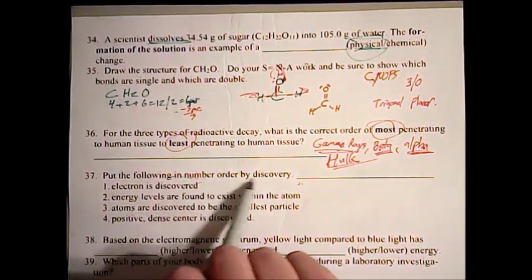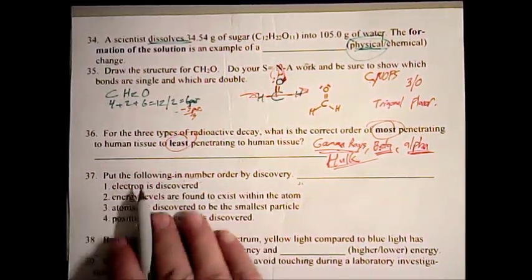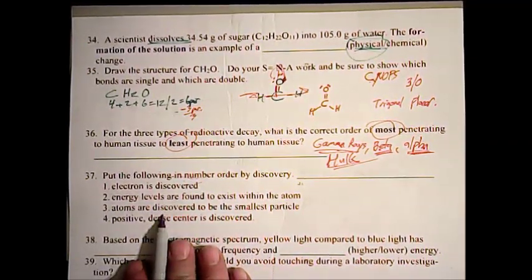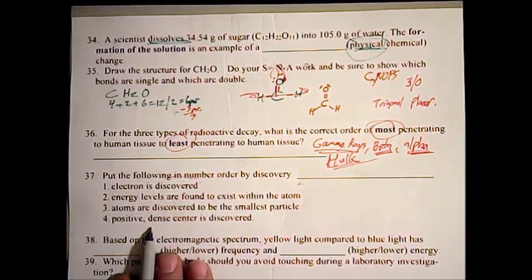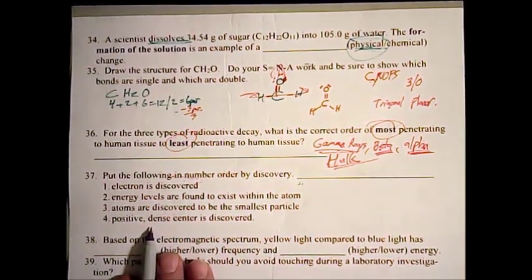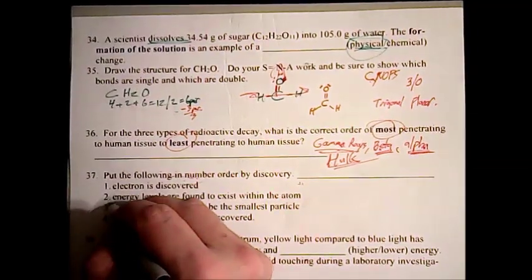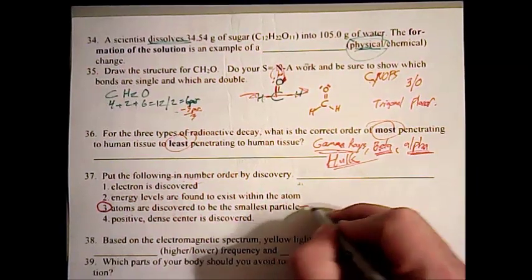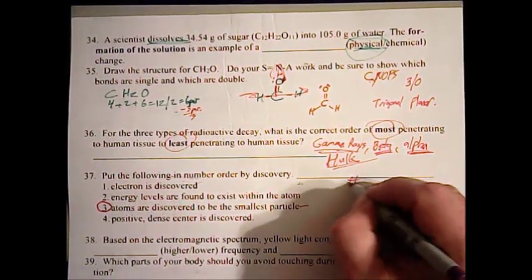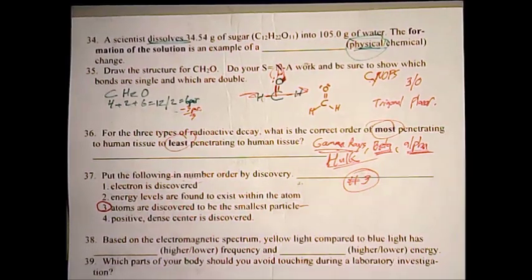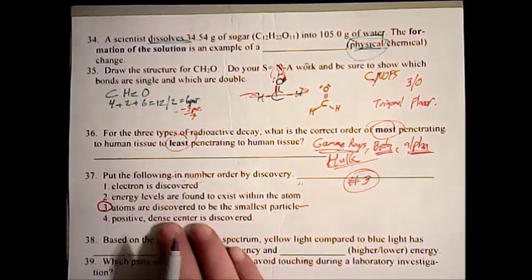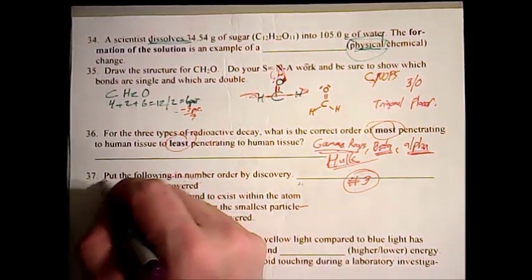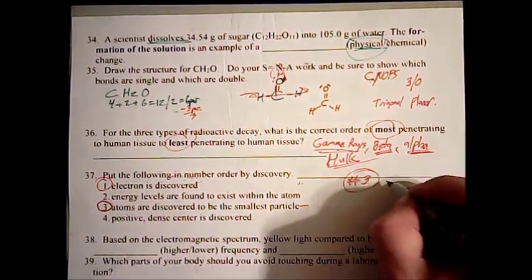Put the following in number order by discovery. So, electrons discovered, energy levels are found to exist, atoms are discovered to be the smallest particle, and the positive dense center is discovered. So, the first thing is going to be the fact that we discovered atoms. So, number three, that's going to be the first thing, discovered some atoms. The next thing is we discovered that atoms weren't really the smallest thing. Electrons were the smallest thing.